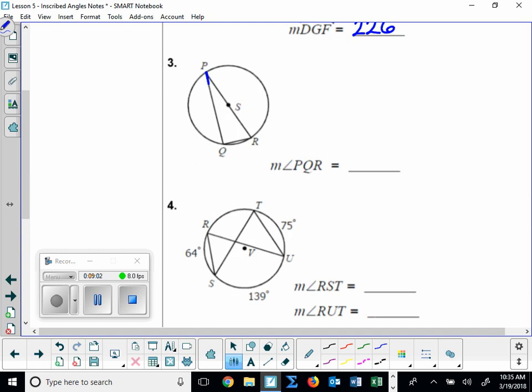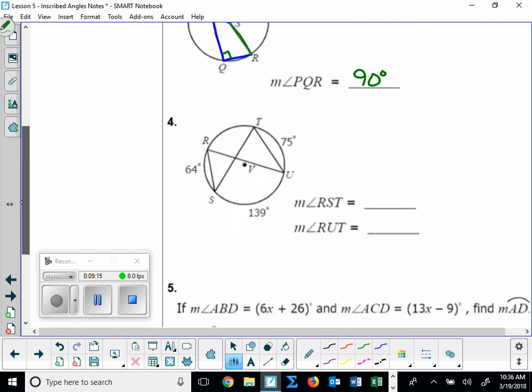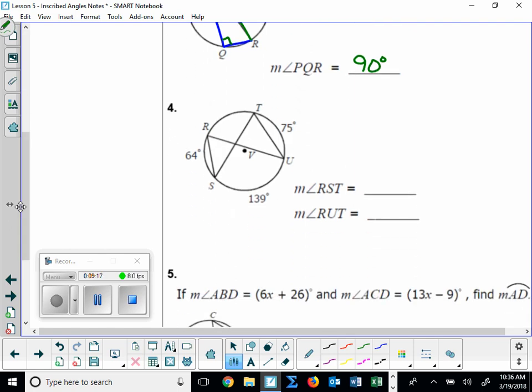PQR. Ooh, I'm noticing something right here. PR is a diameter. That makes PQR 90 degrees. Oh, these are a lot more fun.